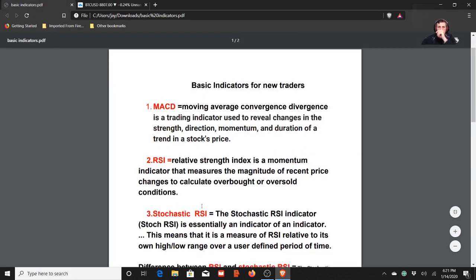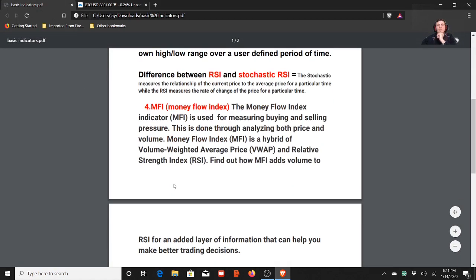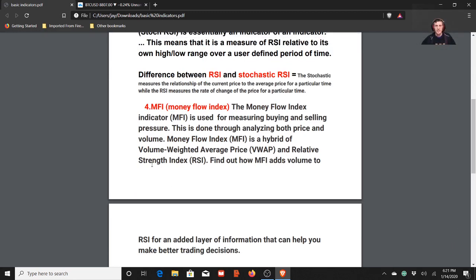Our next and final is the money flow index, and you guys in the Discord sometimes hear me refer to this as the smart money. But the money flow index indicator is used for measuring buying and selling pressure. This is done through analyzing both price and volume. Money flow index is a hybrid of a volume weighted average price, VWAP.